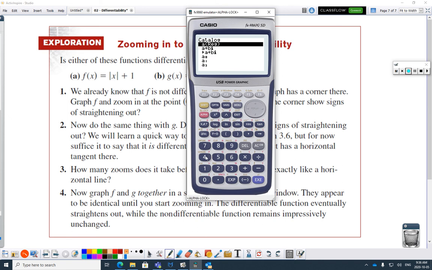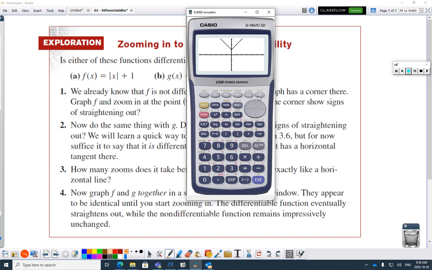Go into the catalog. Go down to absolute value. You better work, you silly thing. Oh, it's saying absolute value again. That doesn't do that on my hand calculator. So that's one of the differences of this emulator on the screen. But anyways, absolute value of x plus 1.